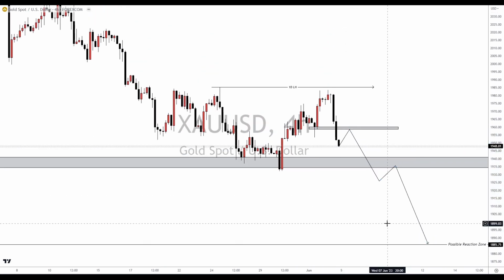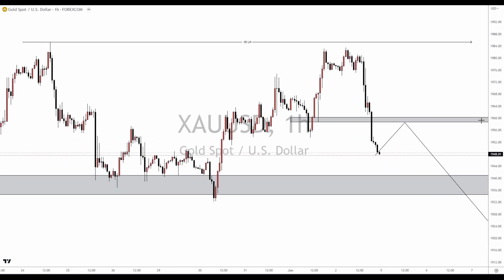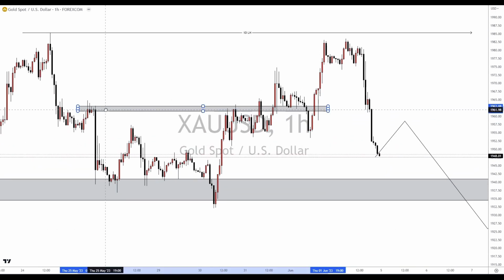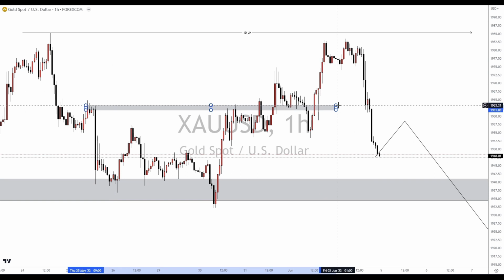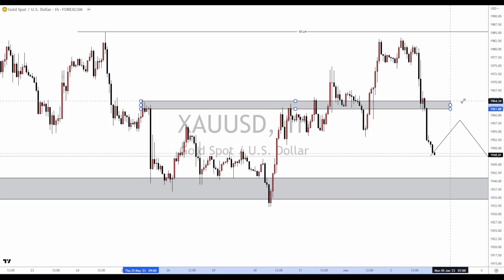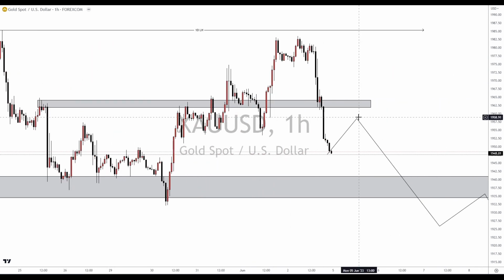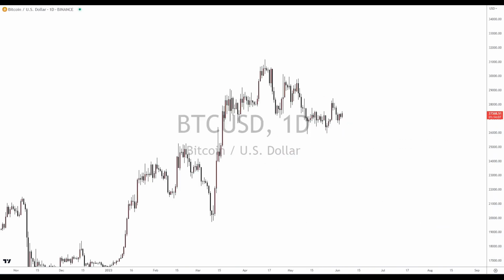Then I might also go down to 1H, and you're going to see me just fixing a bit of support and resistance level there. That makes more sense to me. That price might just push back a little bit further before it can continue to drop.